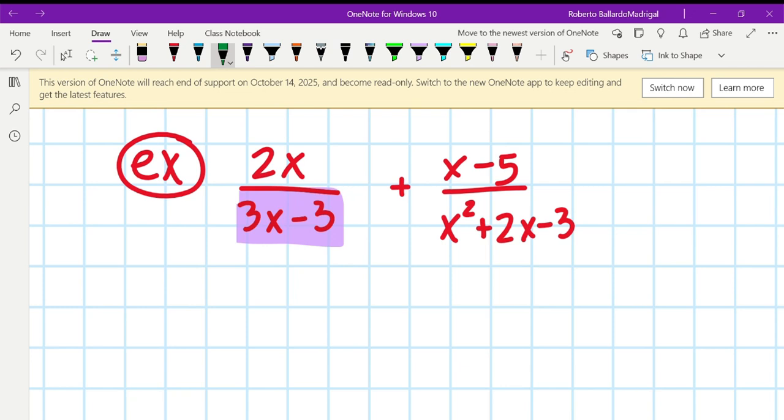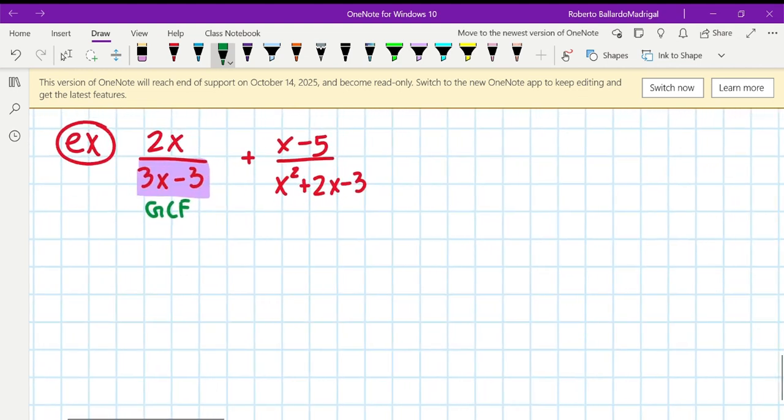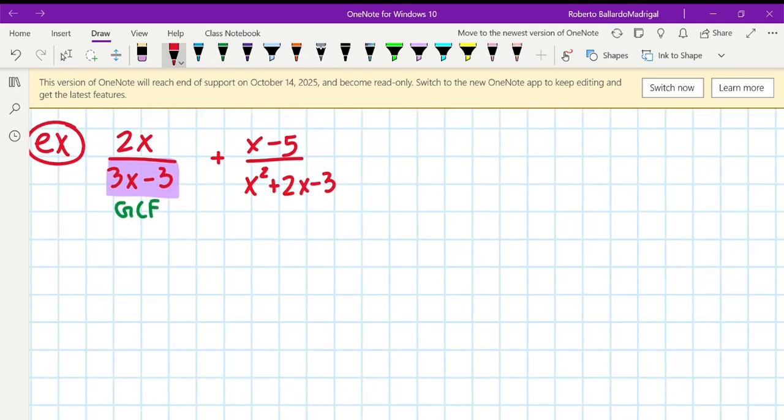All right. So 3x minus 3. What can I do with 3x minus 3? How can I simplify this? GCF. So when we take the GCF of 3x minus 3, we're going to get 3 on the outside and x minus 1 on the inside.